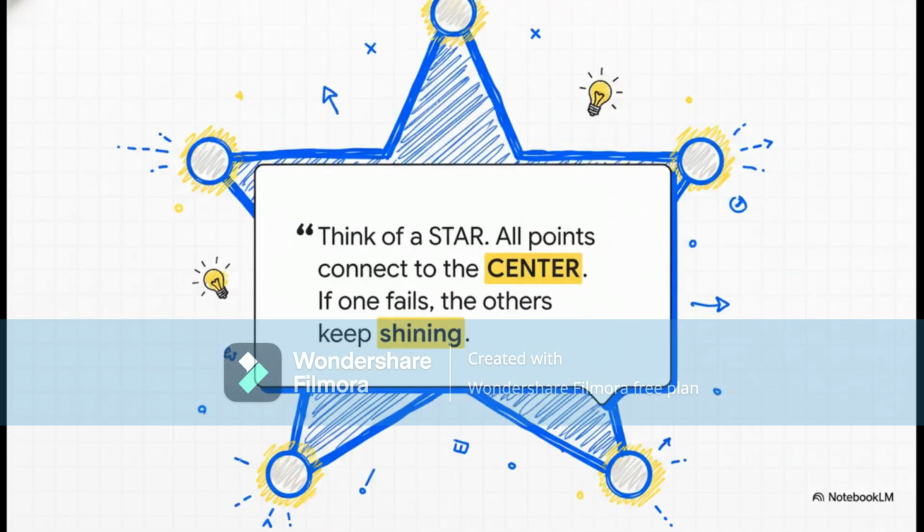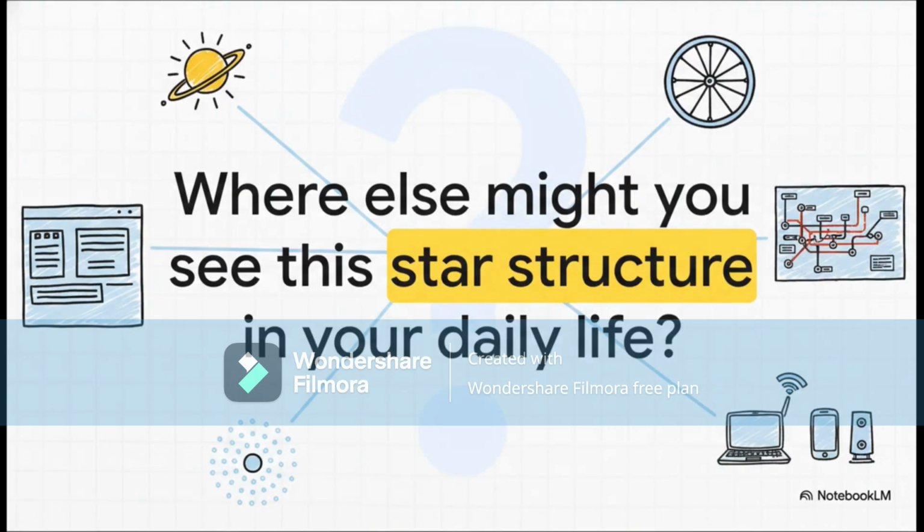And hey, if you need a little trick to remember it all, just think of an actual star, right? All the points of the star connect to the center. If one of those points burns out, the center is still there and it keeps all the other points shining. And that's star topology in a nutshell.